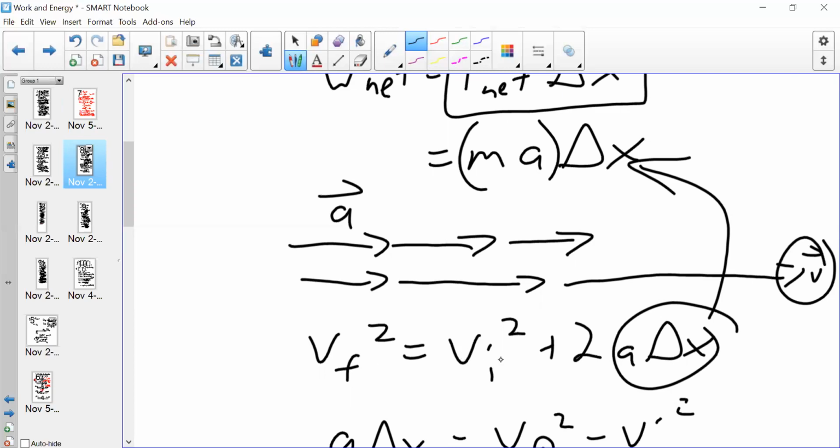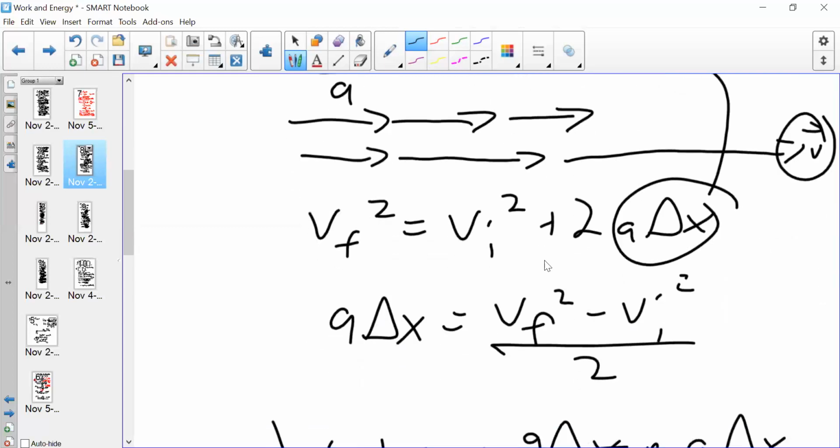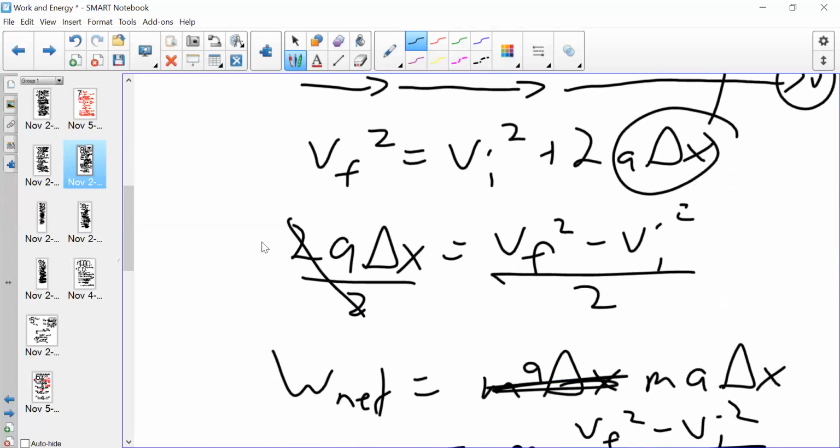So vf squared equals vi squared plus 2a delta x. Let me solve for a delta x here, and then I can substitute back into my original equation and get a new work equation, because I'm curious and I want to simplify it. I subtract vi squared from both sides: vf squared minus vi squared equals 2a delta x. Then I divide both sides by 2 to get rid of that. So a delta x is equal to vf squared minus vi squared, divided by 2. That's my expression for a delta x.